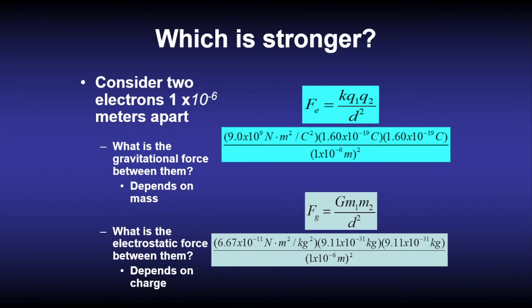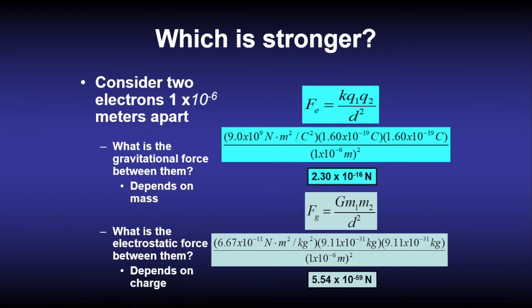If we take a look at our force of gravity equation now, we have G, and our gravitational constant is just 6.67 times 10 to the negative 11, times m1. The mass of an electron is 9.11 times 10 to the negative 31st, times the mass of another electron, divided by d squared, and d is the same in both cases.